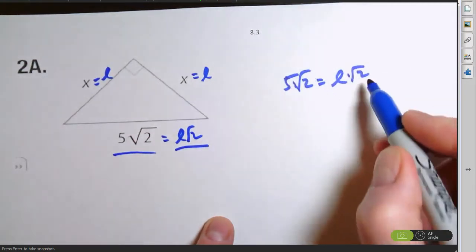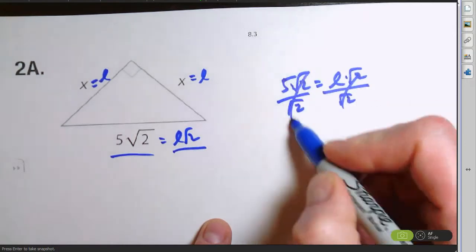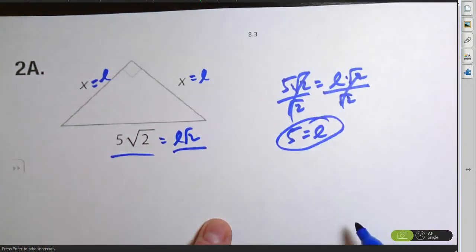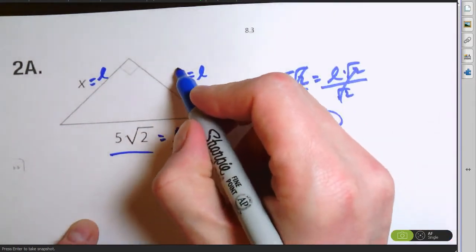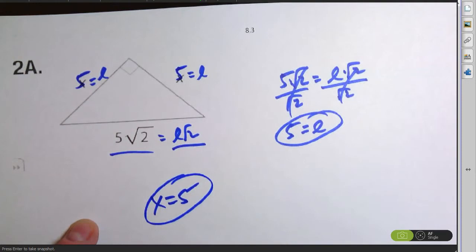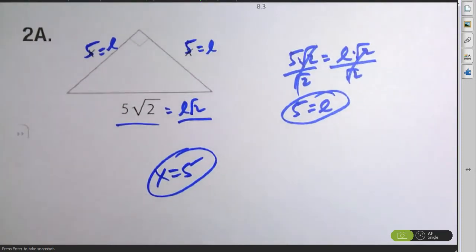It's 5 times root 2, it's L times root 2, so divide both sides by root 2. What ends up happening is we get 5 equals L. Oh, well, if 5 is L, both those legs then have to be 5. So really, x equals 5. That's our side length. Okay.